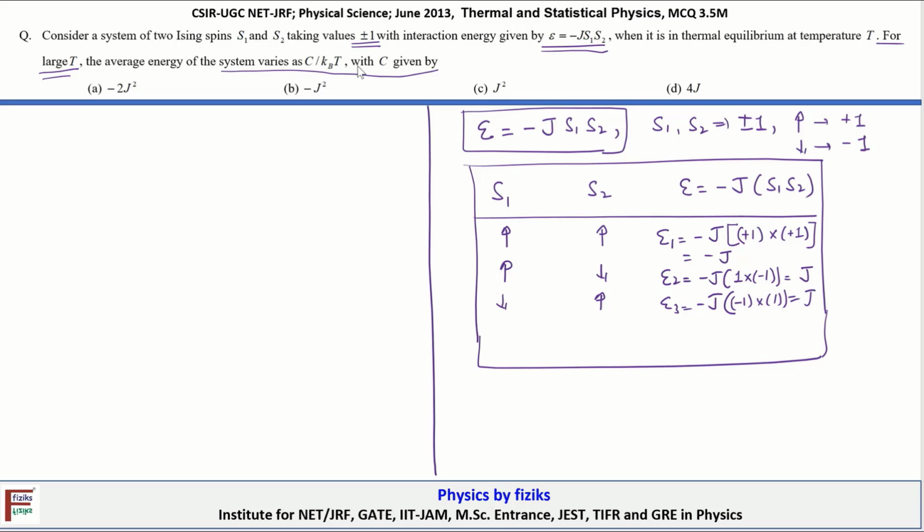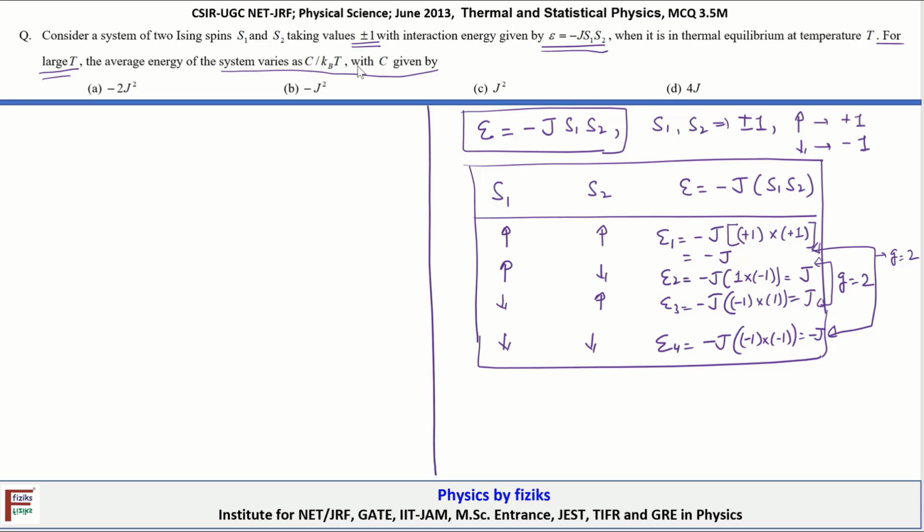Now the last possibility, when both spins are aligned in the downward direction. Let me call this E4, equal to minus J multiplied by minus 1 times minus 1, which is equal to minus J again. Now if you take a look at the accessible microstates, we have two microstates with the same energy minus J, so I can call this a degeneracy of 2. Similarly for the other extreme, the energy plus J, there are two such situations. So again for this case also g is equal to 2.